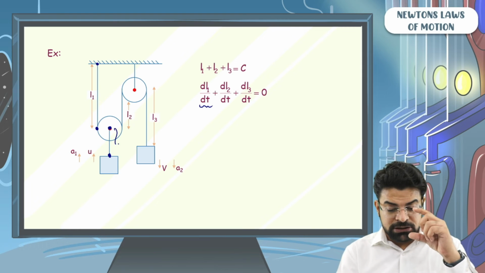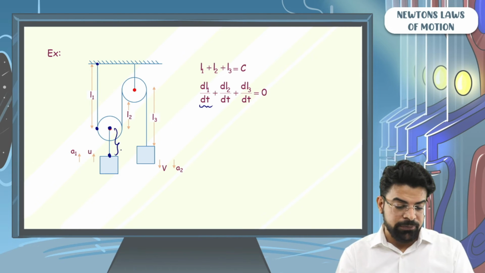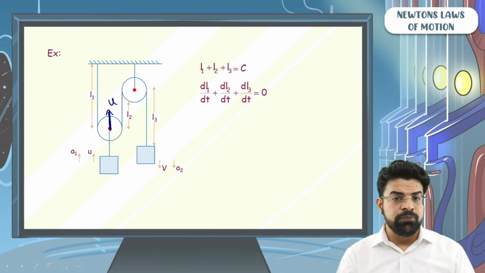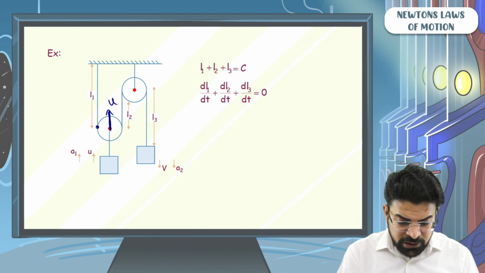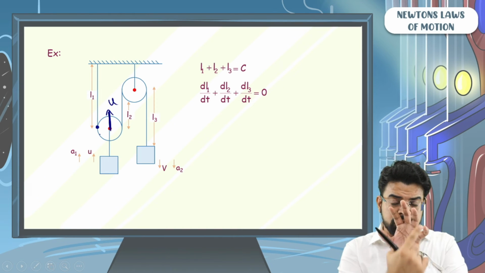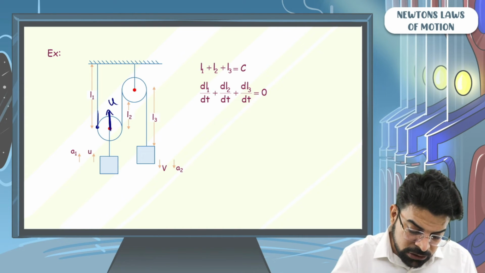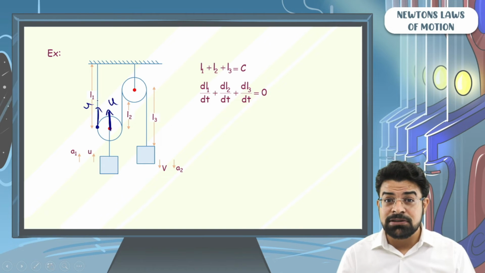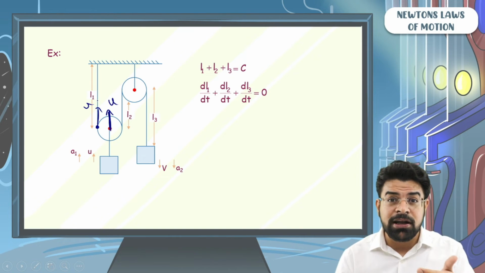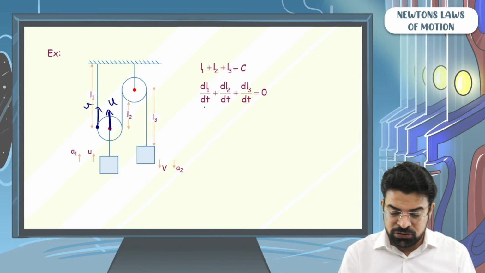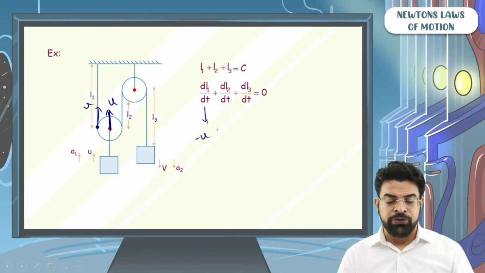Why? Because this string shouldn't get slack. So you will say the center of the pulley will have a velocity upwards u. So this left end of the pulley, where the length 1 has been defined, will also have upward velocity. So dL1 by dt should be written as minus u. Why minus u? Because this length is decreasing. So dL1 by dt is minus u.